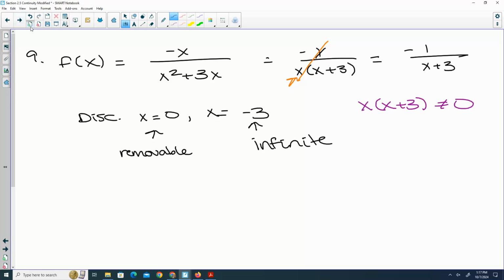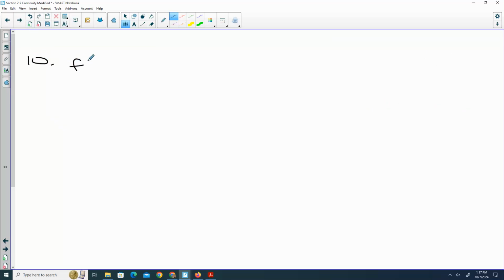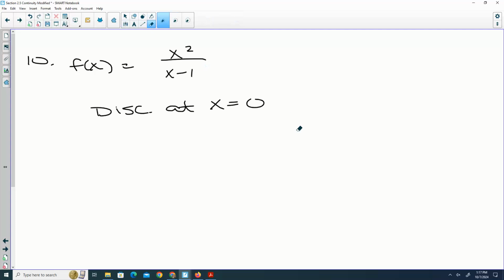Last problem for the day. What makes the bottom 0? One. So it is discontinuous at 1. What type would it be? Infinite.